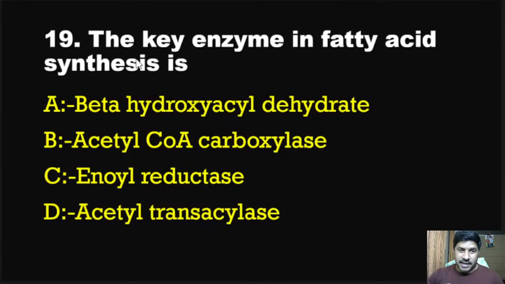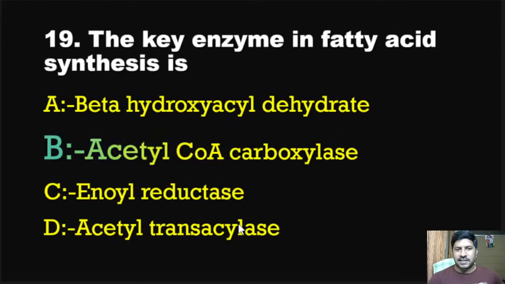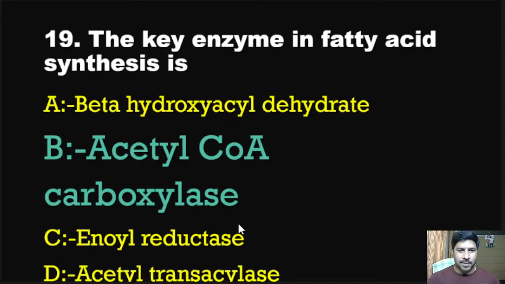The 19th question, the key enzyme in fatty acid synthesis is? Another question from biochemistry. Beta-hydroxyacyl dehydratase, acetyl coenzyme A carboxylase, enoyl reductase, acetyl transacylase. The correct answer is option B, acetyl coenzyme A carboxylase.